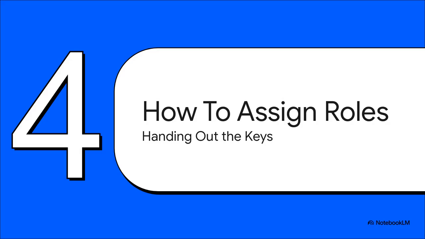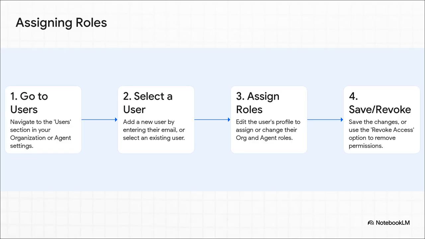All right, so we get the roles now, but knowing the theory is one thing. How do you actually hand out the keys to the kingdom? Well, it's probably a lot more straightforward than you think. The whole process is designed to be really simple. It's basically just 4 steps. You just go to the users section, pick a user, and their profile page becomes your mission control for their permissions. You can assign roles, change them, or take them away, all in one spot. Super clear and super easy.